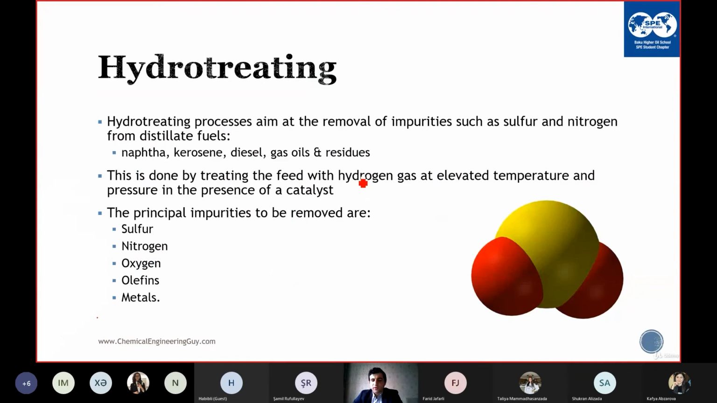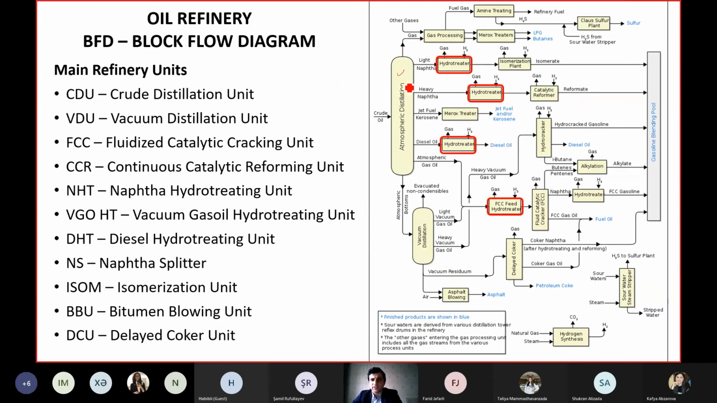So we talked about the CDU, the VDU, the catalytic reformer, and the FCC. Now I will talk about the hydrotreating processes, which are a must for all refiners. You cannot find any refiner without a hydrotreating process. And why do we need the hydrotreating process? To clean impurities, which we will see later.